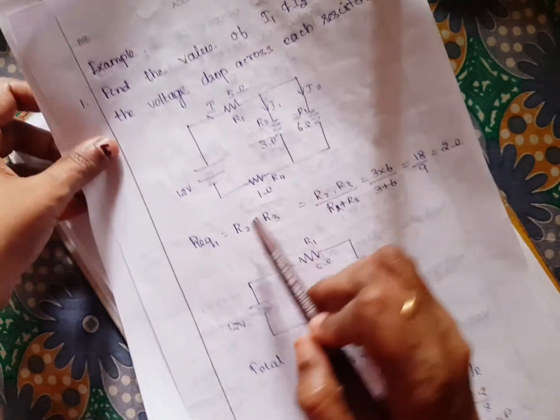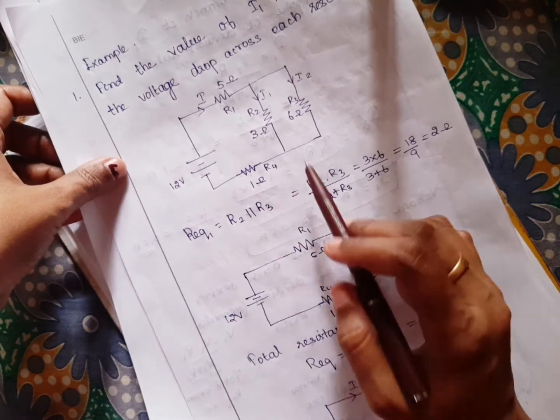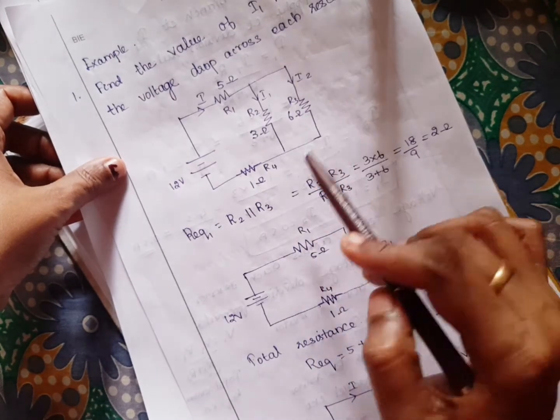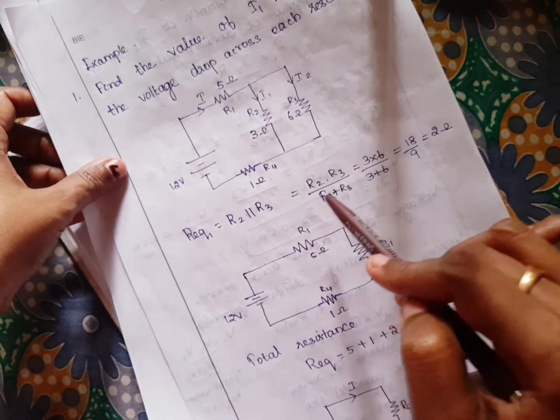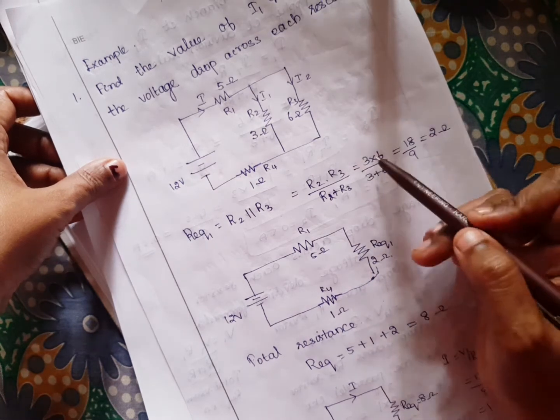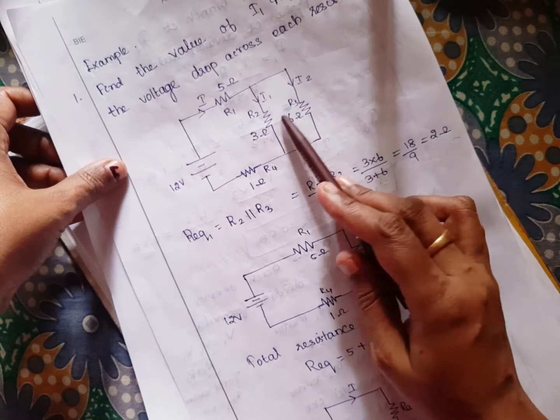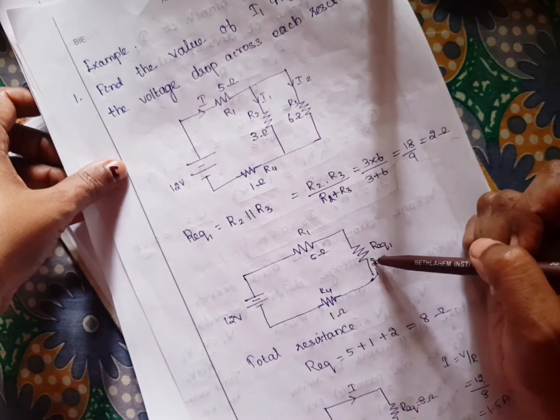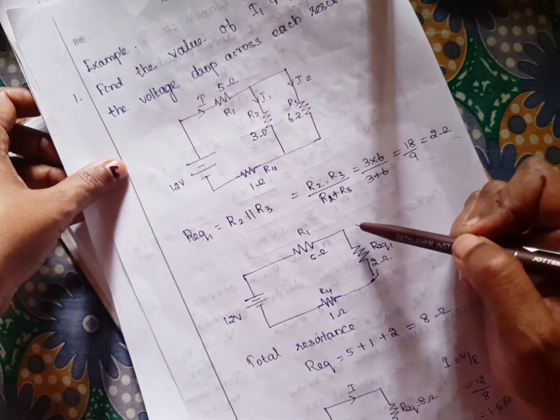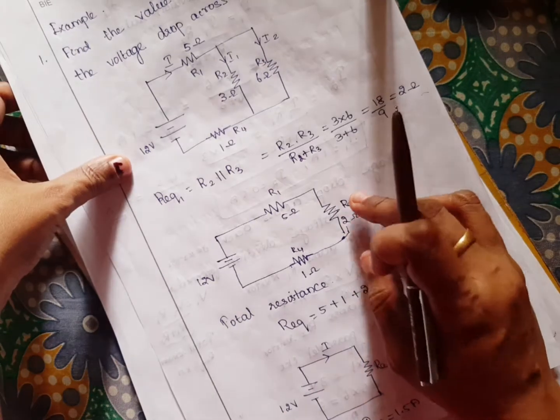So parallel means what is the formula? 1 by R2 plus 1 by R3, or R2 into R3 divided by R2 plus R3. Here 3 into 6 divided by 3 plus 6. So what is the answer? 2 ohm. So these two resistors are simplified as one resistor because both are parallel. So it becomes R equivalent value, that is 2.